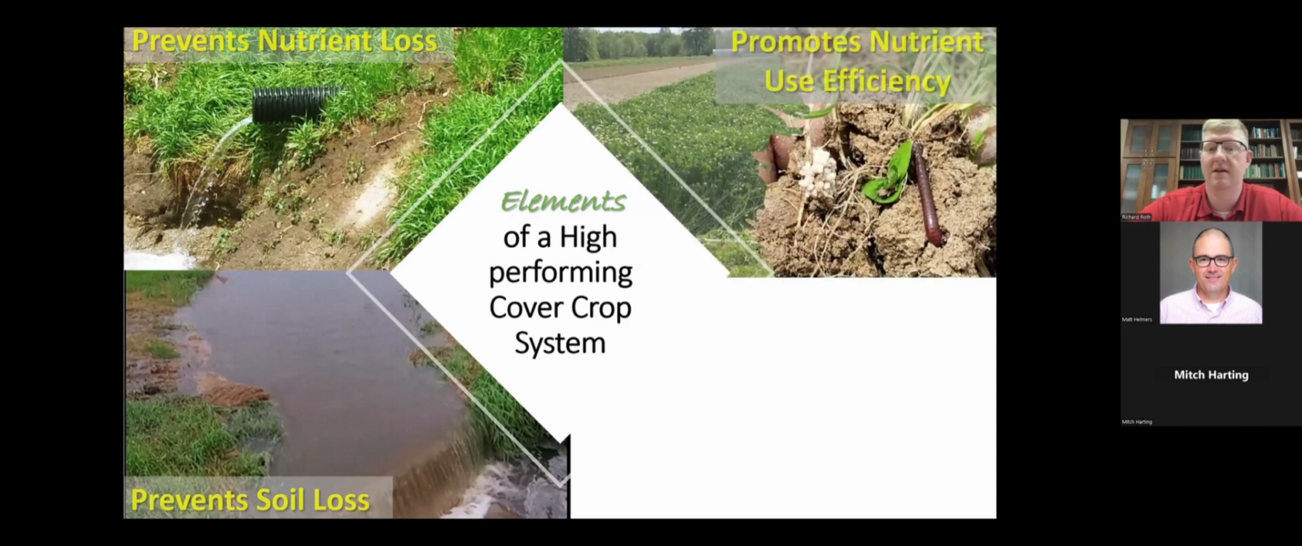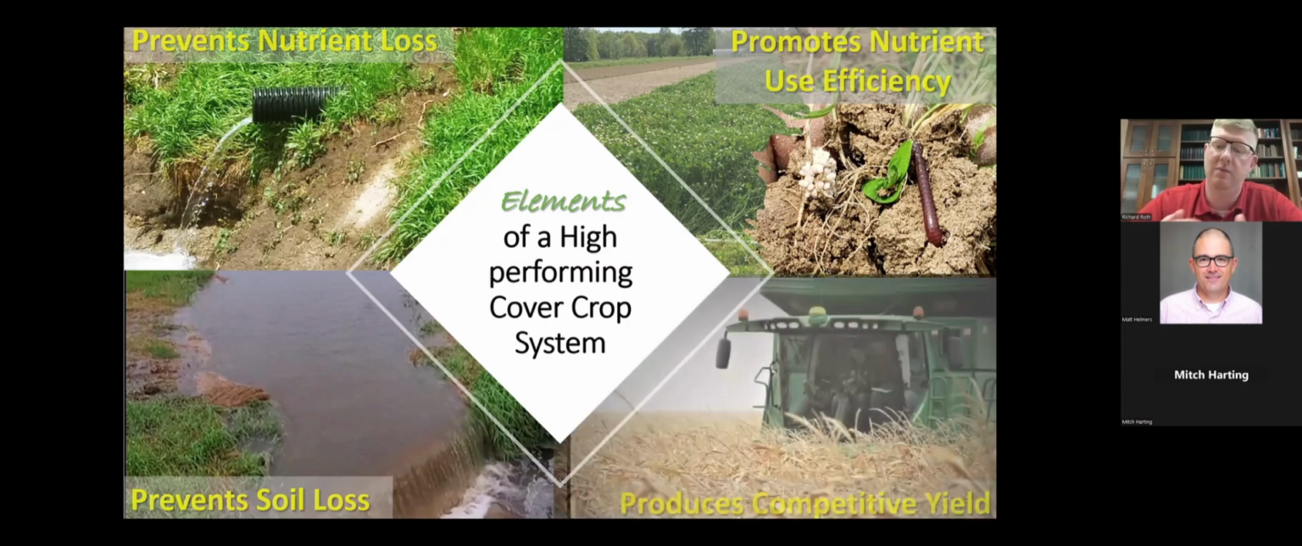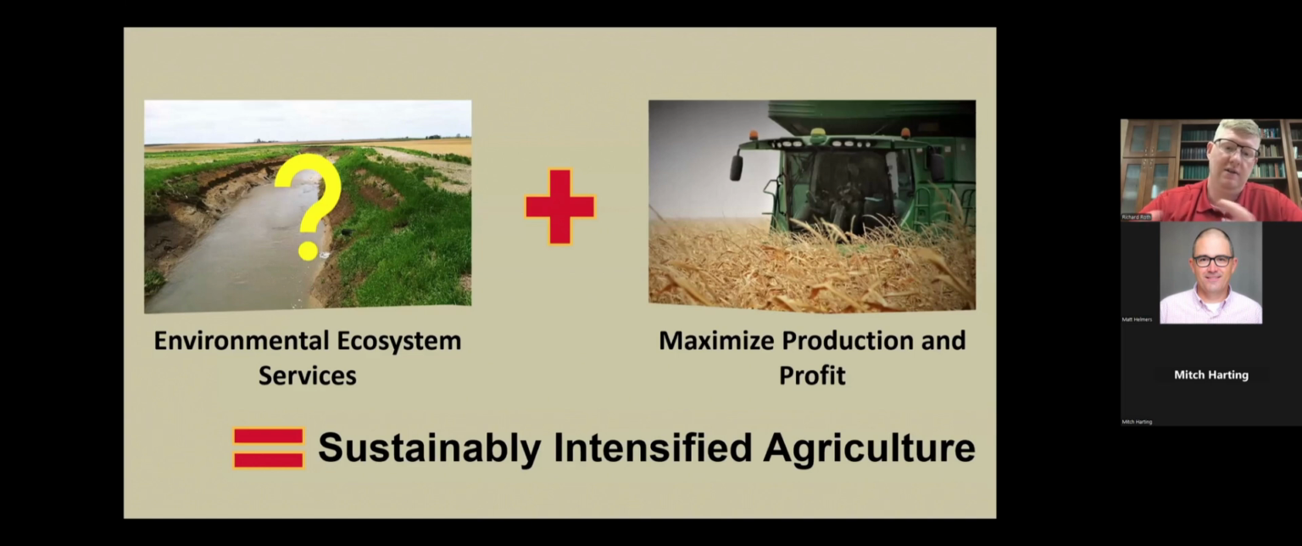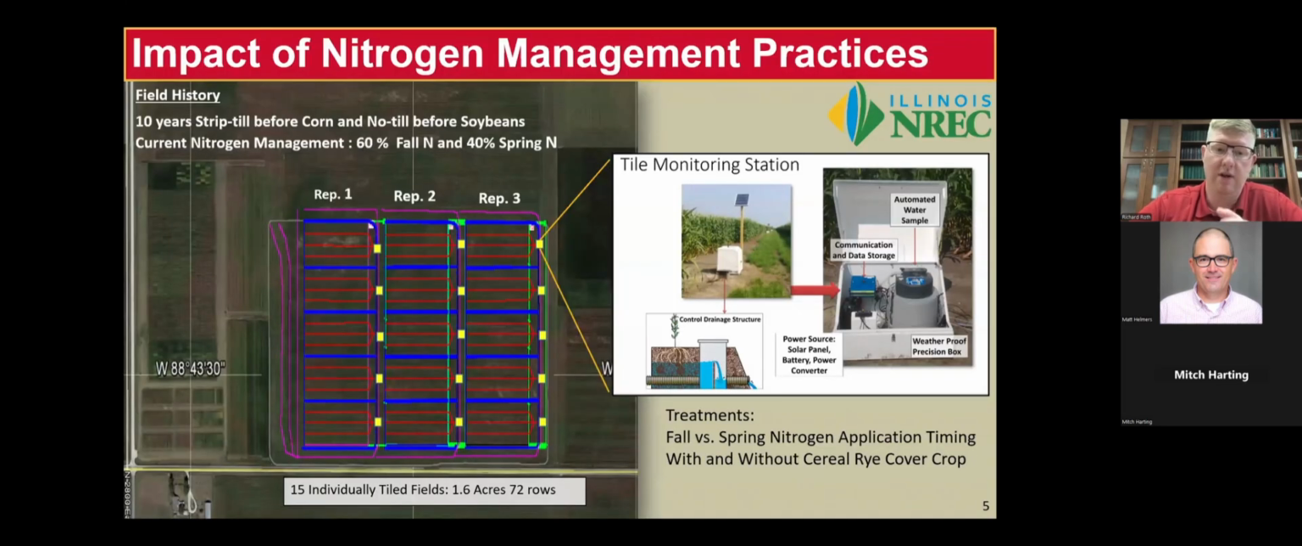Another aspect of cover cropping systems is that it could help promote nutrient use efficiency. That's what we're going to talk about quite a bit today: how they can affect nitrogen cycling. And then finally, producing competitive yield, at the same level as if we didn't have them in our system. So you can think of it in two ways. Number one is the environmental side, and number two is the agronomic side. The first thing we'll look at really quick is the environmental side of things.